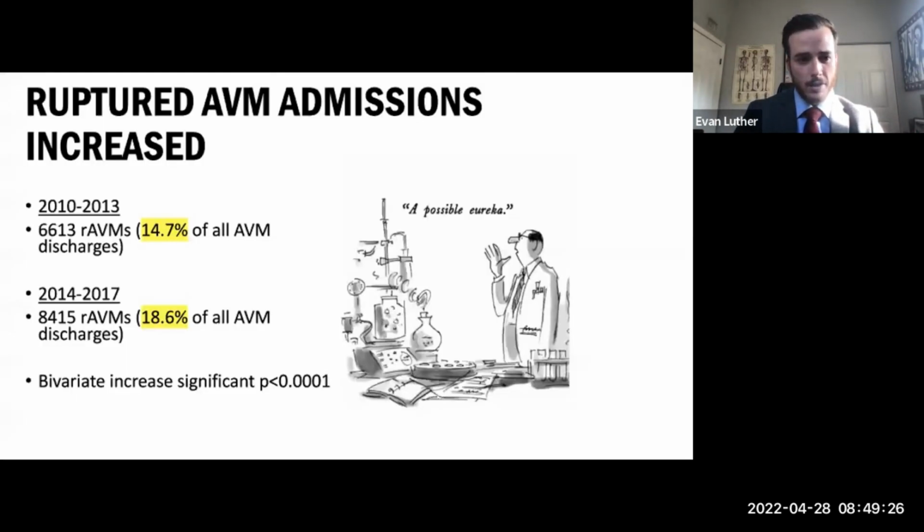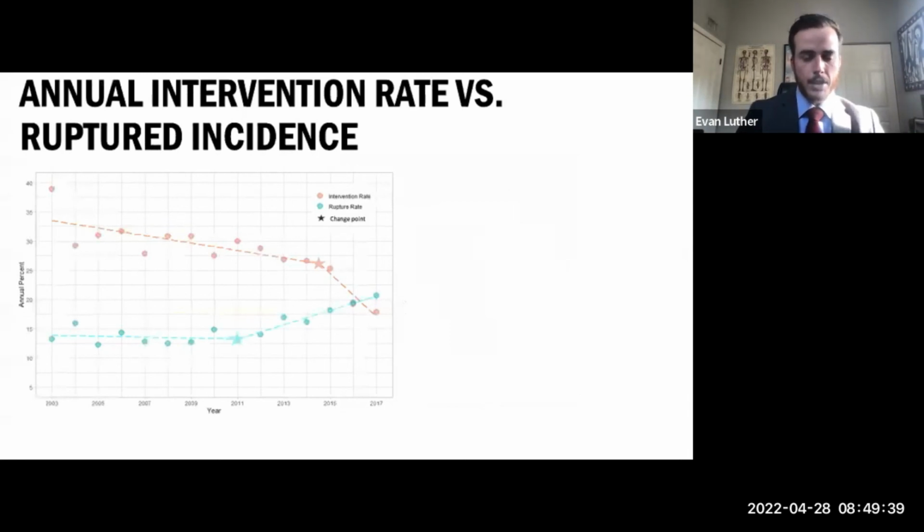And this is what we found: although ruptured AVM treatments didn't change, there was a significant increase in rupture incidence in the post-Aruba period. So we then expanded our analysis even further back to really understand what was happening. We looked back all the way to 2003, and this is what we found. In segmented linear regression, there was a significant change point for ruptured AVM incidence in 2011. And in 2017, the annual rupture incidence surpassed the annual intervention rate for the first time.